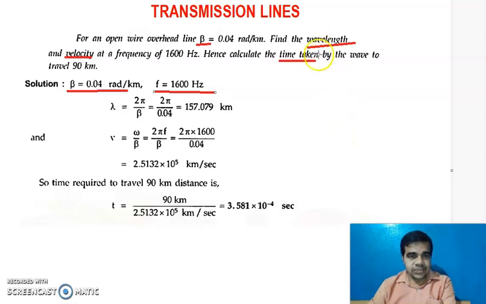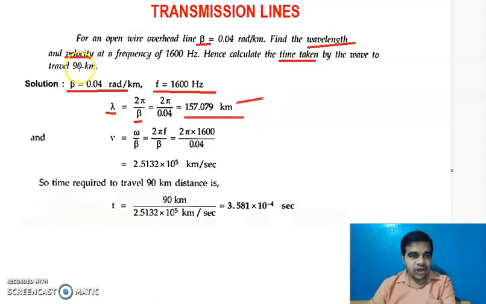So for the wavelength, lambda is your 2 pi by beta, where beta is your phase constant. Just substituting the values of 2 pi and beta, which is given as 0.04 radian per kilometer, and solving it, we are getting the answer as 157.079 kilometer. So this is the wavelength.